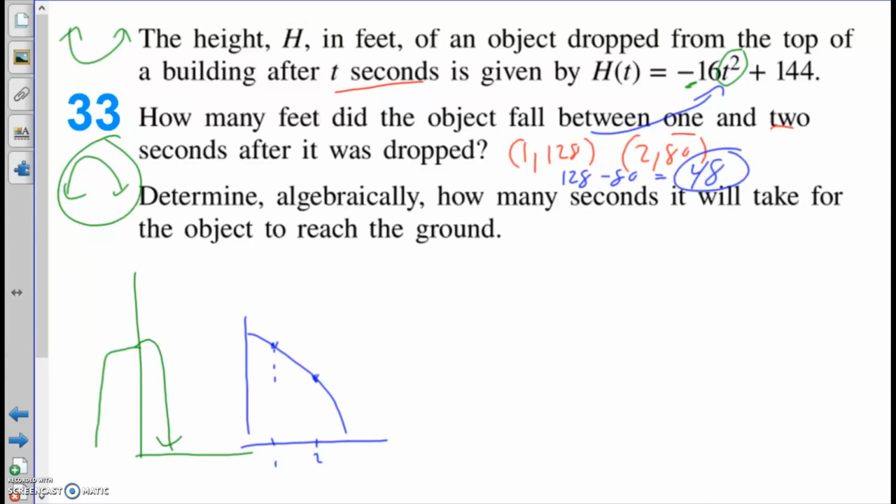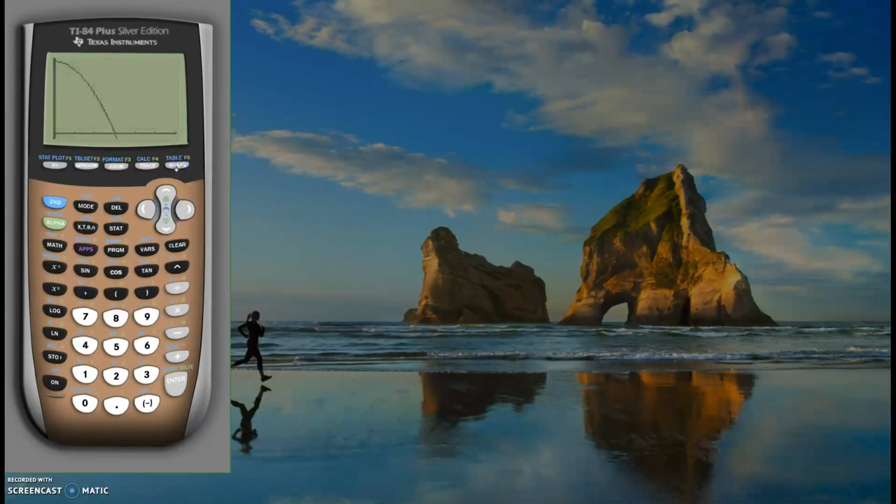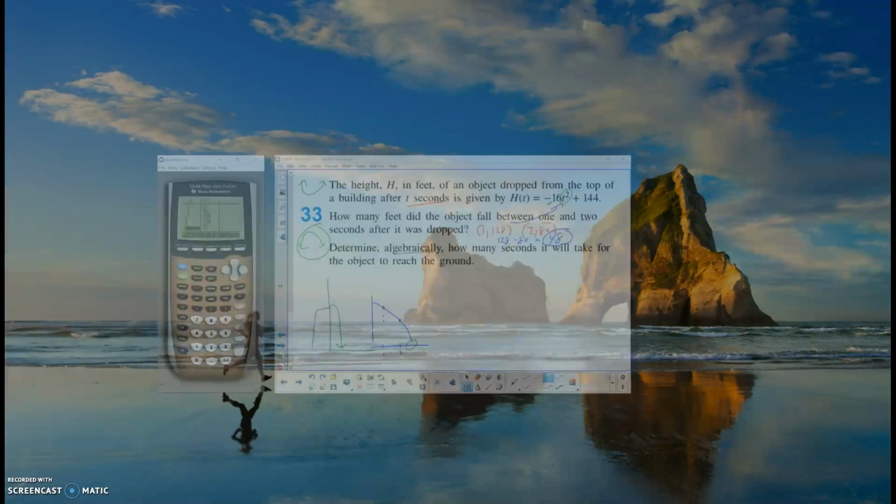And then the second part says determine algebraically. So here is where they don't want you just to use your calculator. How many seconds will it take for the object to reach the ground? So when is it going to hit the ground? Again, I would probably first get the answer from my calculator and then algebraically confirm it. I mean, you look here, it looks like 3, but let me check that on the table. When I have an x value of 3, I have a y value of 0. So the answer here is going to be 3.